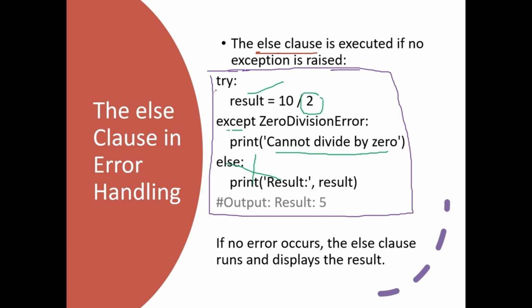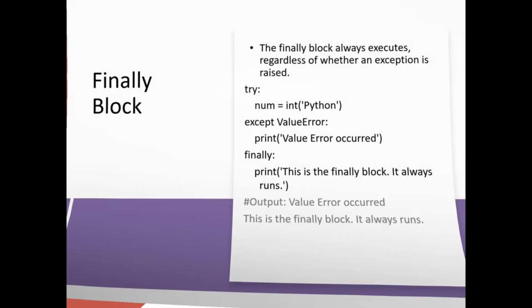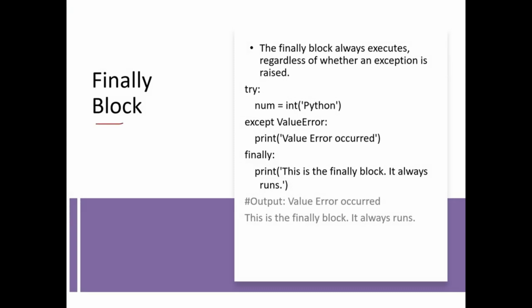Finally, there are some situations where we need certain actions to happen no matter what, whether an error occurs or not. For that we use the finally block. The finally block is executed after the try and except block. Regardless of whether an exception was raised or not, this finally block will get executed.